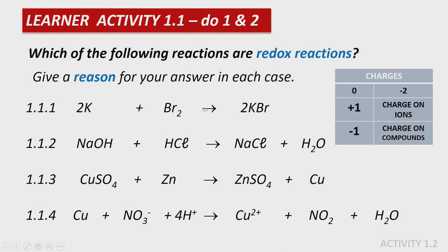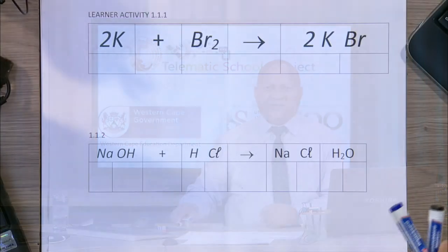Let me just go slowly again. So potassium has one electron, but there's two. That means potassium can give off two electrons. But there are two bromines to accept it. The potassium is going to become plus by losing one electron, and the bromine is going to become negative by taking the electron. Okay, let me just do it differently for you on the board in front of me.